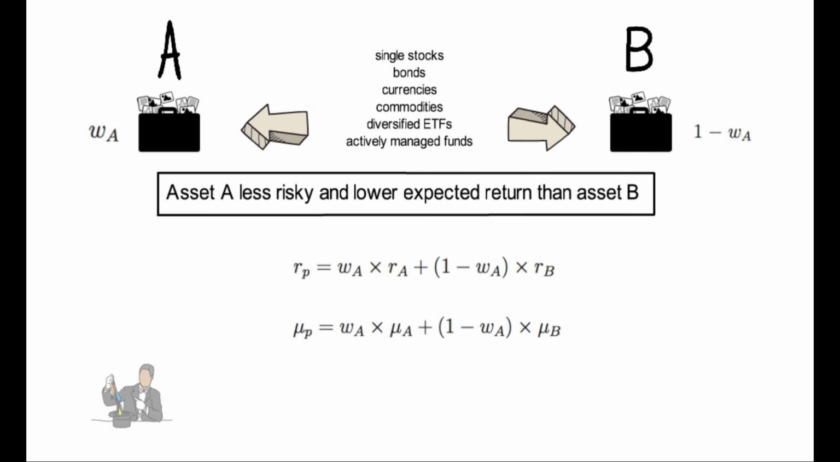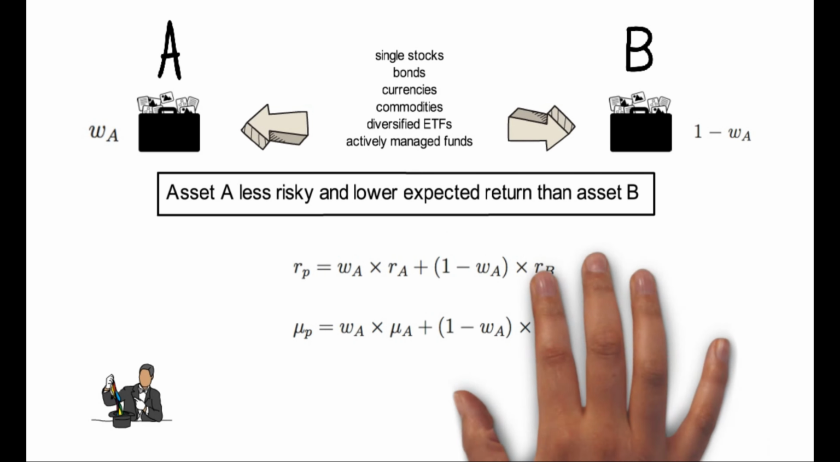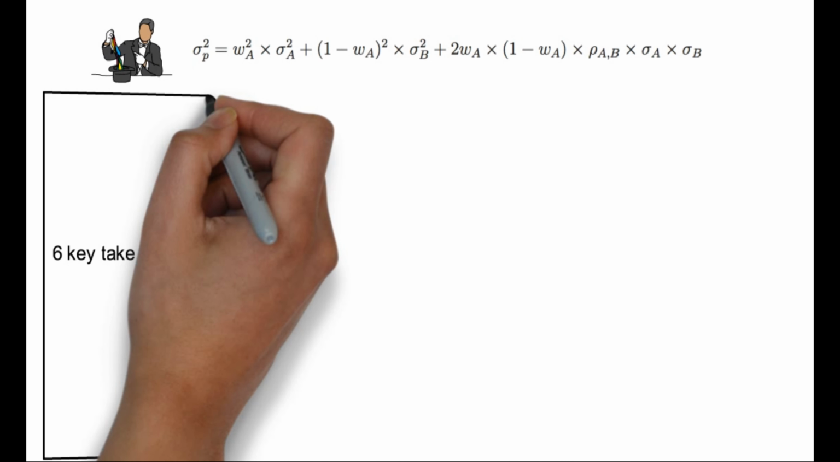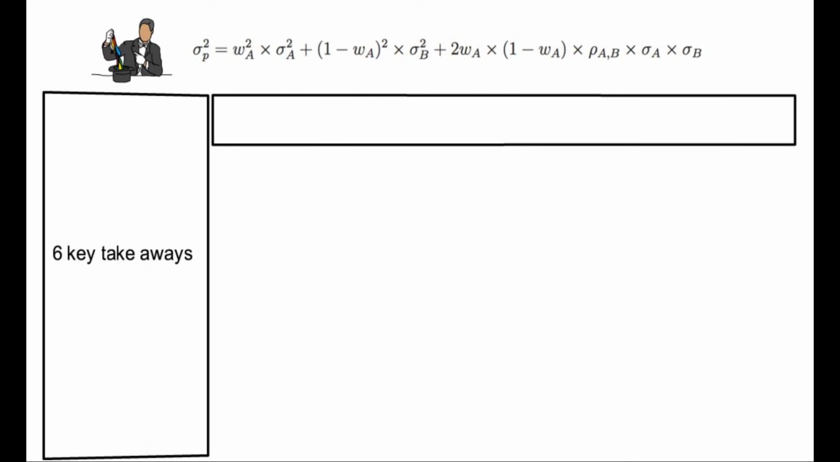Now the magic of diversification arises from the portfolio's variance sigma square P. It equals the following expression, where rho A, B is the unconditional correlation between asset A and asset B. So looking at the portfolio's variance, I want to highlight 6 takeaways. First, portfolio risk increases as the correlation increases.